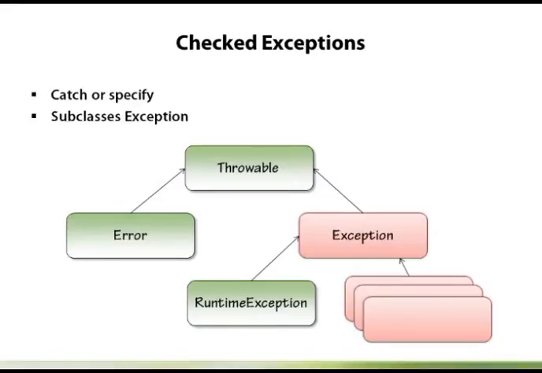A checked exception basically is an exception that either needs to be caught, so you have to have some catch in your method wherever that exception can be thrown, or you have to specify that your method can throw that exception, which then places that burden of being caught on whatever calls your method. So this sets up a rule that a checked exception has to be handled. You have to do something specifically with it. You can't just ignore it.